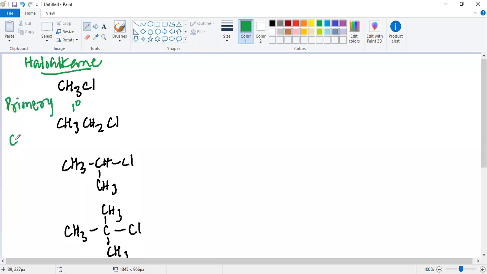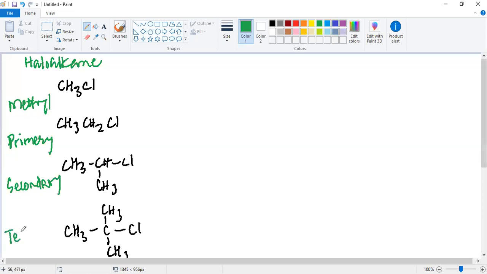This one is known as secondary. Sorry, I made a mistake. I apologize. This kind of haloalkane is known as the methyl haloalkane. This is methyl. This is what is known as primary. This is what is known as secondary. And this is what is known as tertiary.